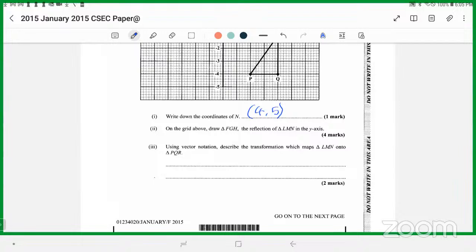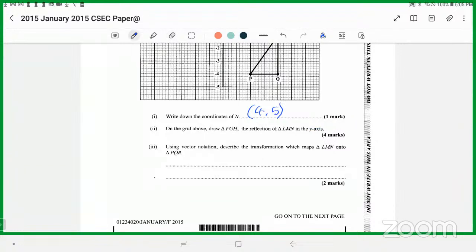Next one. On the grid above, draw a triangle FGH, the reflection of LMN in the y-axis. All right, so it's FGH, LMN going to the same order. Note now that L is going to F, M is going to G, N is going to H. Reflecting in the y-axis, could have said the line x equals 0. The y-axis is x equals 0.